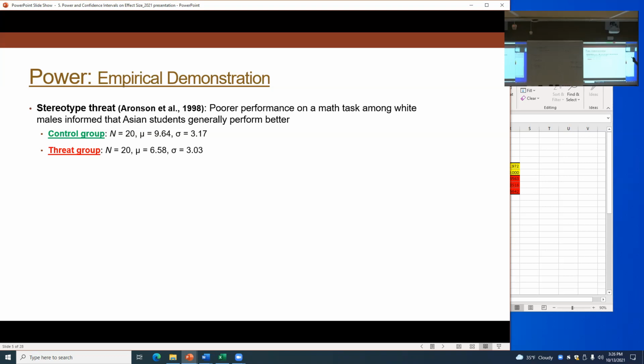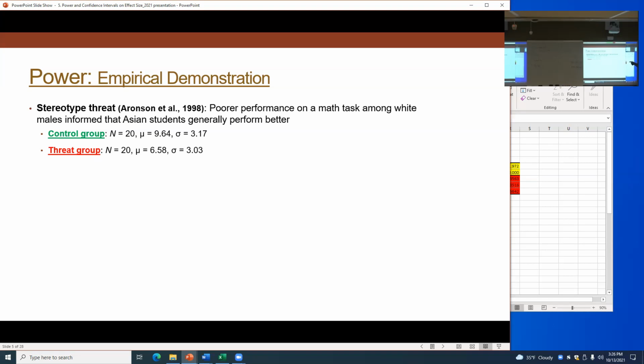And so what we've got here is a study where we took white men. We're going to give them a math task, but before that, we have a control group where we just let them take the math task, and then we've got a threat group. We say, oh, hey, here you go, finish this up. Oh, P.S. Asian students do a lot better on these tests than white people do. It's probably more explicit than the actual manipulation they had, but you get the sense. So we've got a threat group, and then we've got a control group.